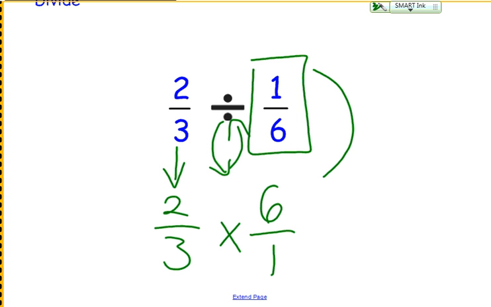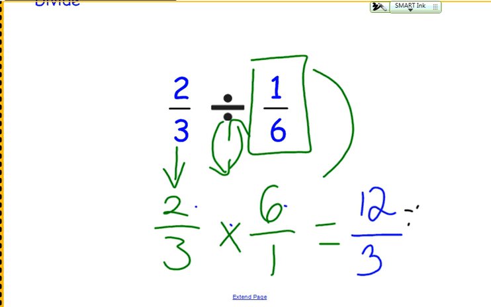Since we've solved for our reciprocal, now we can actually solve the problem. Numerator times numerator gives us 12, and then 3 times 1, denominator times denominator, gives us 3. From here, we can say, wait a minute, that fraction is an improper fraction. Improper fractions, we can reduce those. So really this is saying 12 divided by 3, and you could start by reducing it, or you could just divide it out.